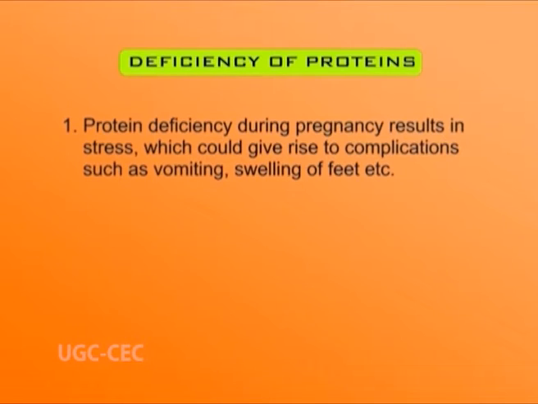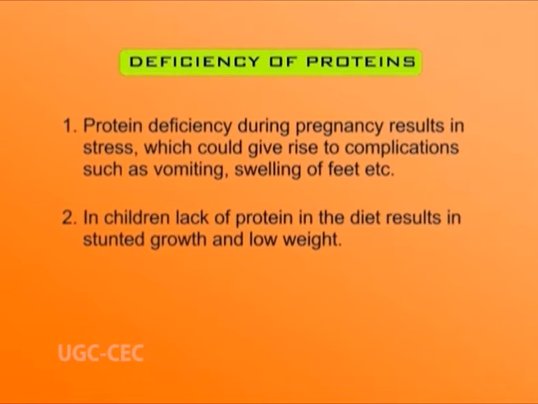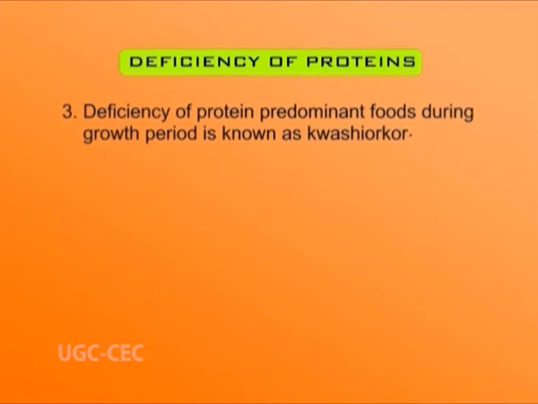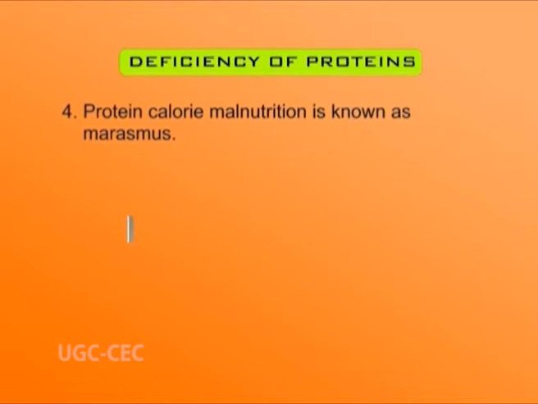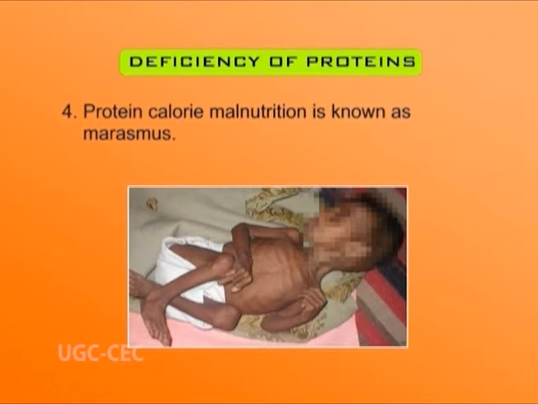The deficiency of proteins, accompanied by that of energy, is one of the most common nutritional deficiencies in India. Protein deficiency during pregnancy results in stress, which could give rise to complications such as vomiting, swelling of feet, etc. In children, lack of protein in the diet results in stunted growth and low weight. Deficiency of protein-predominant foods during the growth period is known as kwashiorkor, and protein calorie malnutrition is known as marasmus. Protein calorie malnutrition is one of the largest nutritional problems in India.